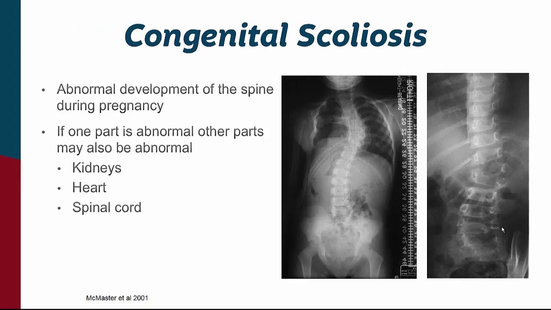For congenital scoliosis, this essentially defines abnormal formation of the vertebrae. Often this happens in utero during pregnancy, and can often be associated with kidney, heart, or spinal cord abnormalities. So the general workup for these patients includes a renal ultrasound, a cardiac evaluation, and an MRI of the entire spine at some point. In this child, there's a right thoracic curve with an extra hemivertebra accentuated by the orange circle at L1 on the right.